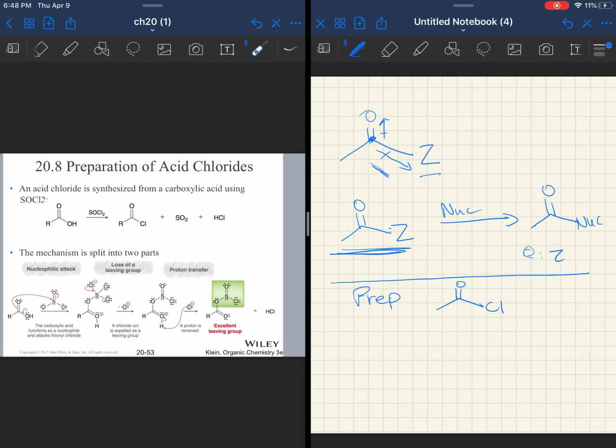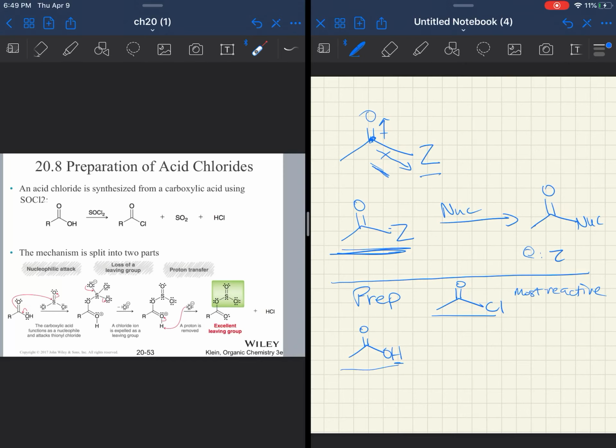These are our most reactive. Acid bromides would work in a similar fashion, but I'm only going to show you how to prepare an acid chloride. So that's going to be the focus of this section. An acid chloride is our most reactive, and so it is really nice to know how to make this, especially when you get into multi-step synthesis.